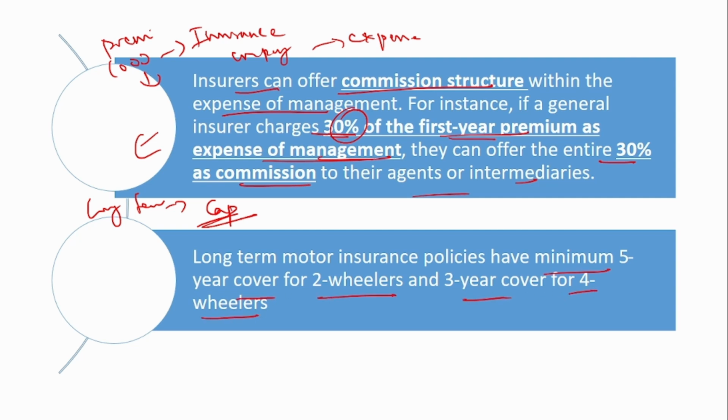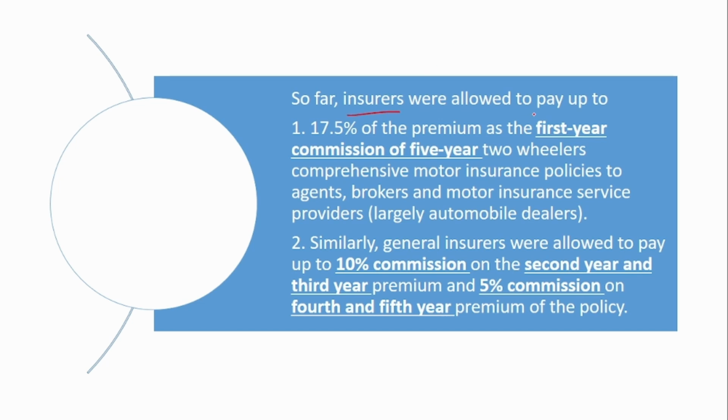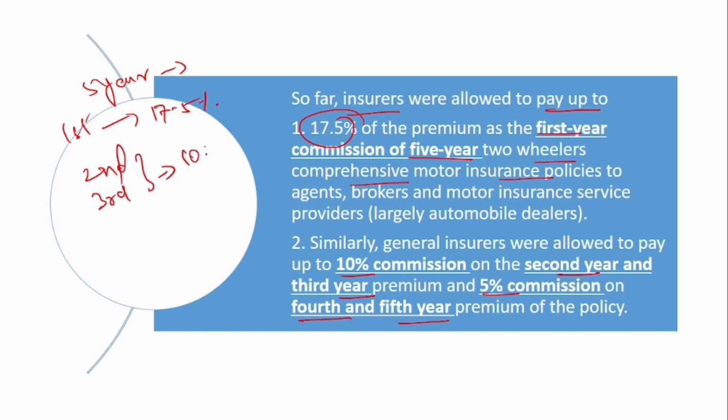cover for the 4-wheelers. So far, insurers were allowed to pay up to 17.5% of the premium as the first year commission of 5-year 2-wheeler comprehensive motor insurance policies, and then 10% on the second and third year premium and 5% commission on the fourth and fifth year premium. So it keeps reducing. If it is a 5-year insurance policy term, then in the first year it is allowed to pay 17.5% as the commission. For the second and third years, the commission that can be paid is 10% on the premium amount. And in case of the fourth and fifth years, the commission that can be paid is 5%. This was the cap.